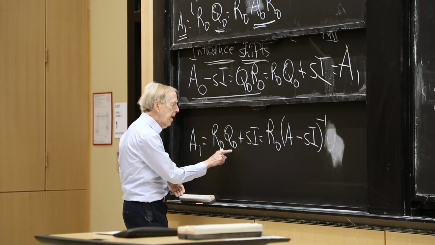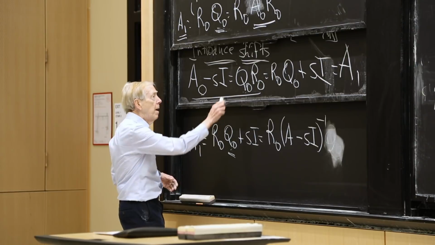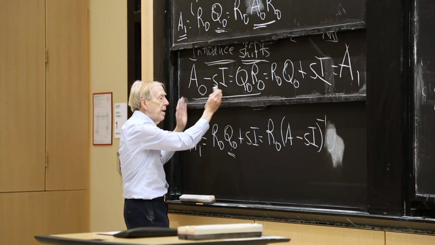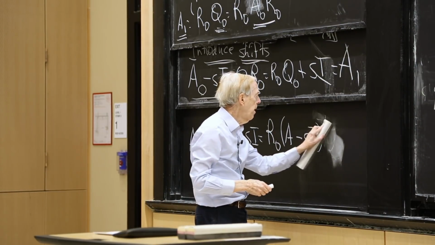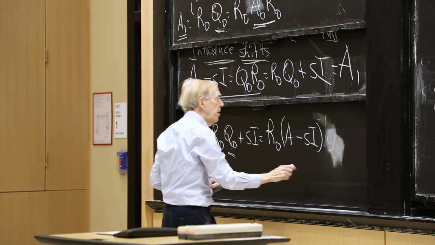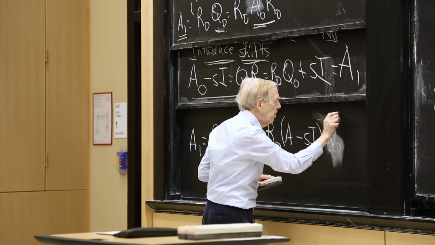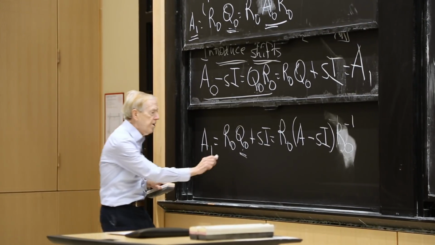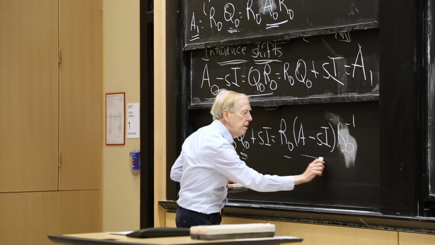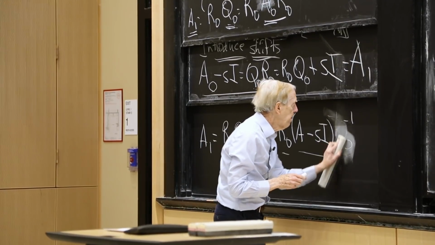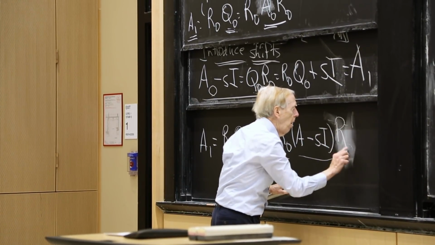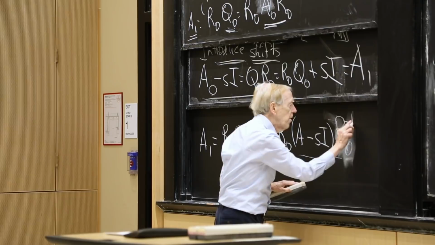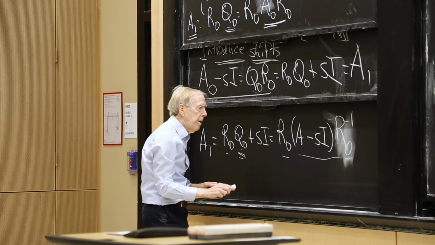So I'm plugging in for Q naught here. I'm plugging in this matrix, so it shouldn't have inverted it, times R naught inverse. Who knows? It might work. So that's the R naught Q naught, right? Is everybody with me? Sorry about this. R naught inverse. And then I have to add SI.